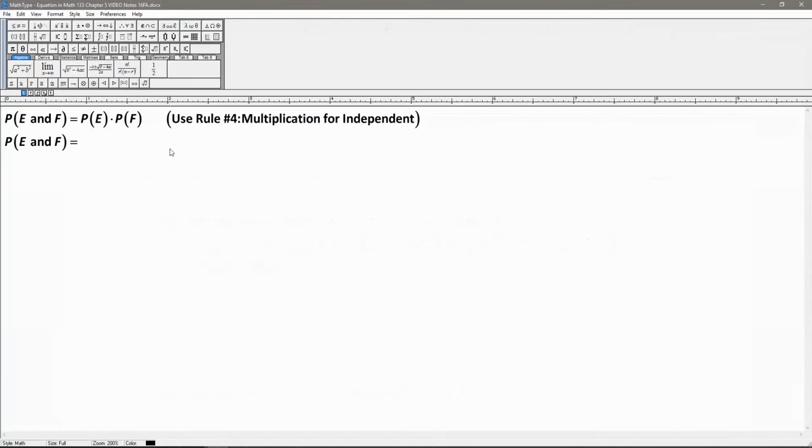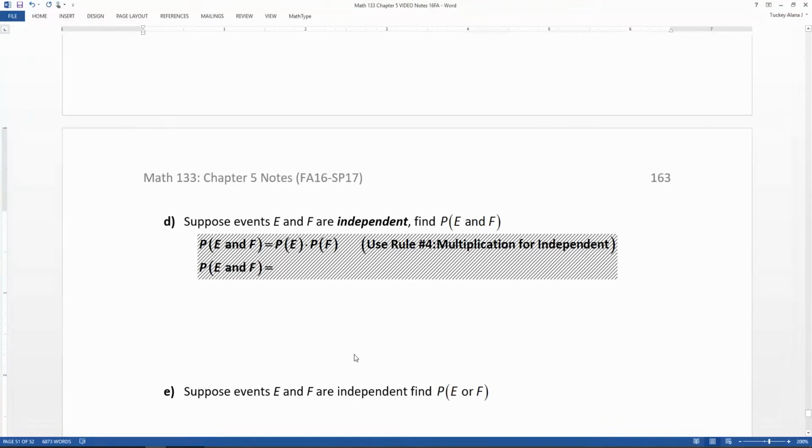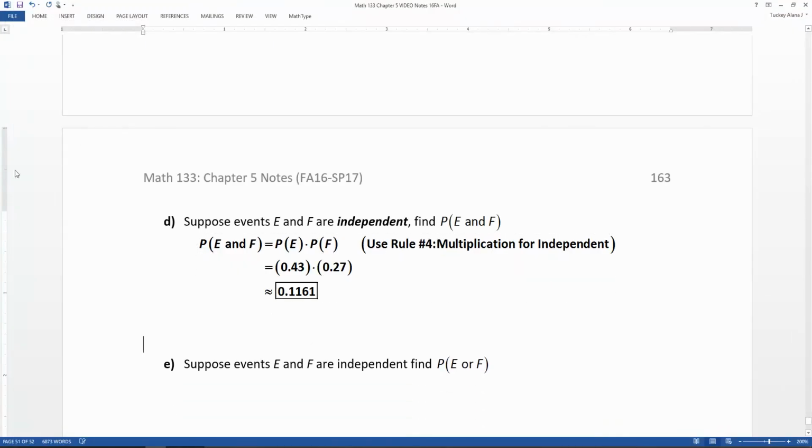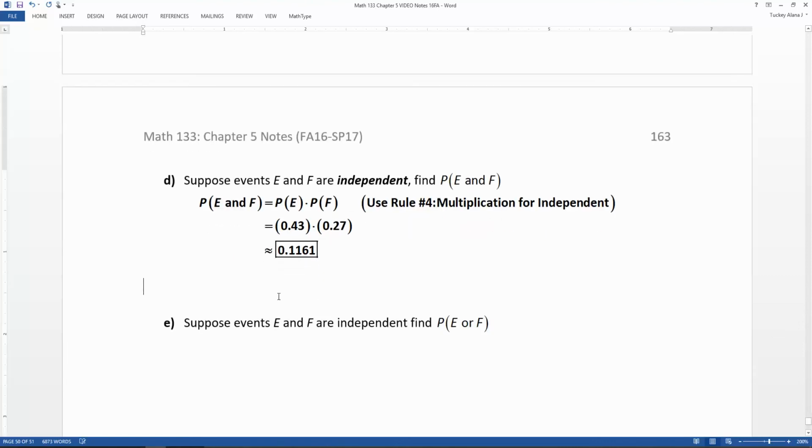If you remember anything about independent events, you remember that they're actually really easy to do, because all you have to do is multiply the probability of E times the probability of F, and both of those probabilities were given to us in the problem. So that means that the probability of E and F is approximately equal to, because we're rounding a little bit, 0.1161, if you multiply those two numbers. Done. Well, that was easy. Not so bad at all. So far, I think the hardest one was actually that addition rule one for letter B, personally.